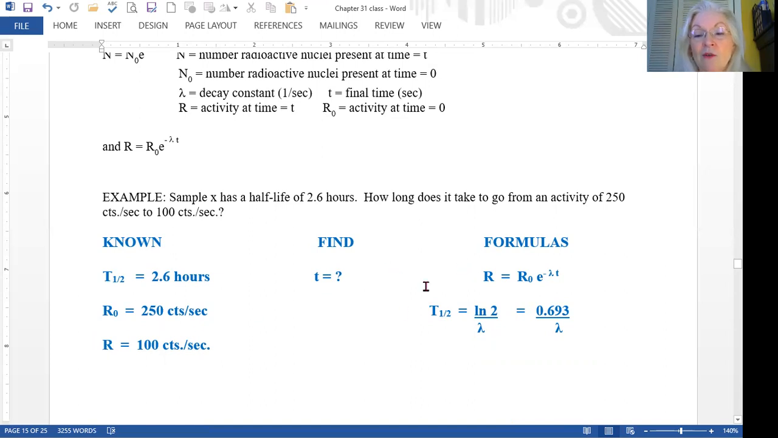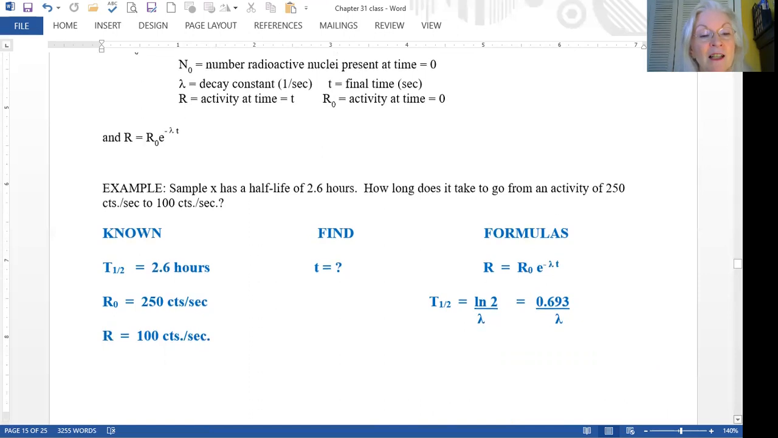We only have two equations: R equals R0 e to the minus lambda t, and t sub 1/2 is equal to the natural log of 2 over lambda. In this form, I've told you that the natural log of 2 is the same as 0.693. If we're trying to solve for t, we're going to need lambda. We have the half-life, but we need lambda. So that's our first step: we're going to find lambda.